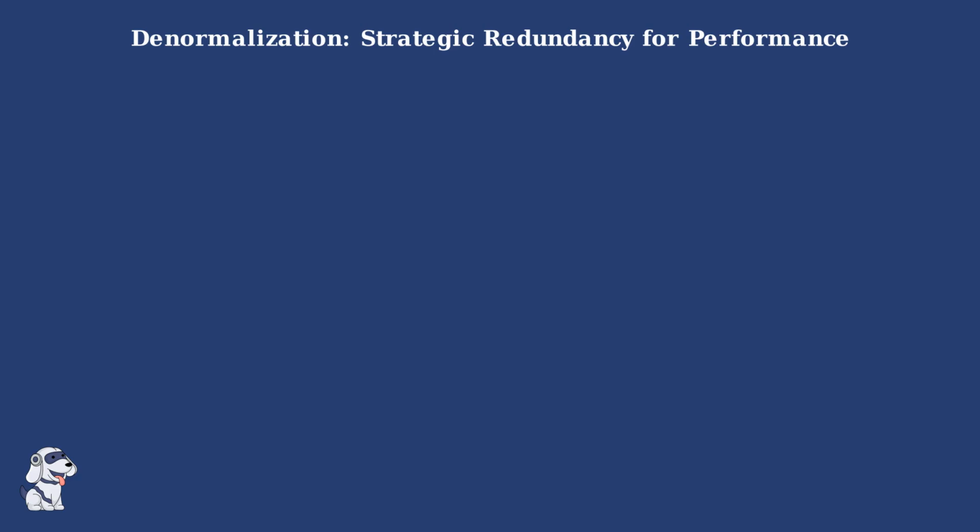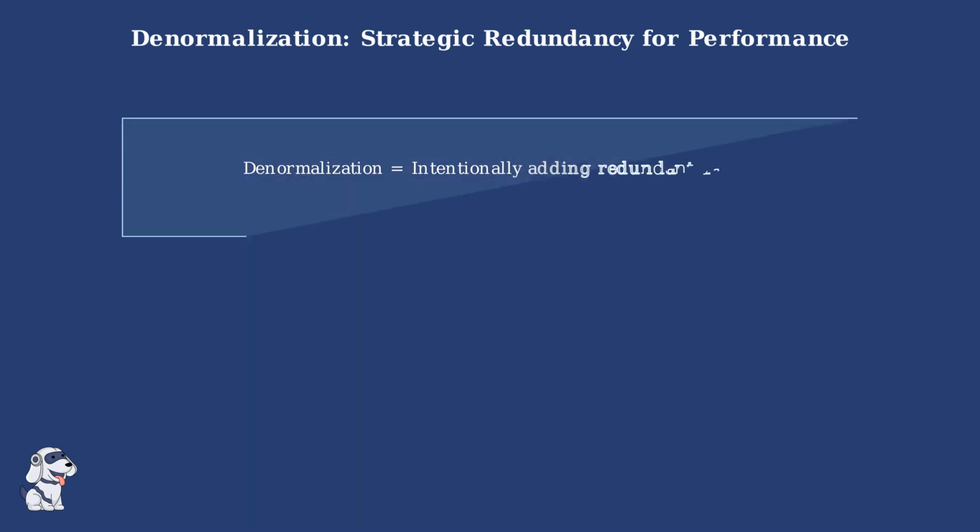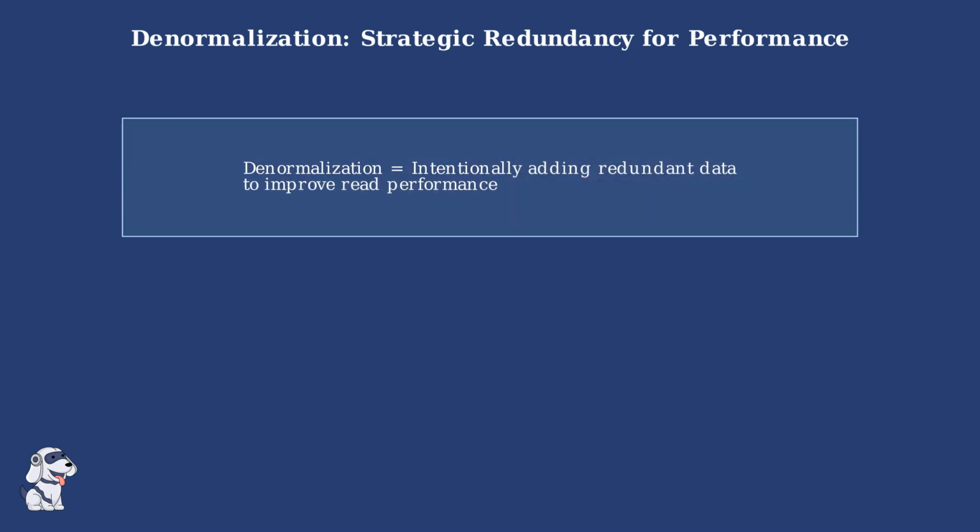Denormalization is the intentional process of adding redundancy back into a normalized database to improve query performance. While this might seem counterintuitive after learning about normalization, it's a strategic decision that can significantly boost database performance in specific scenarios. At its core, denormalization means deliberately storing the same piece of information in multiple places within your database.